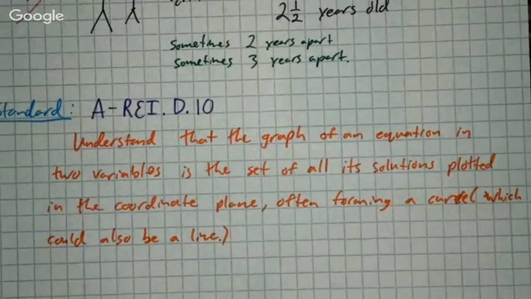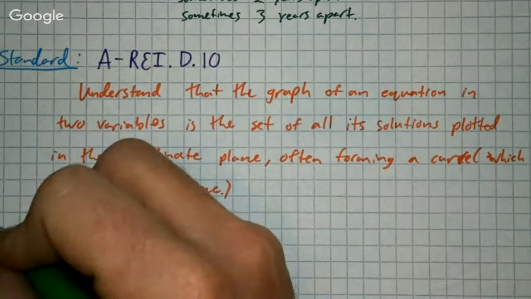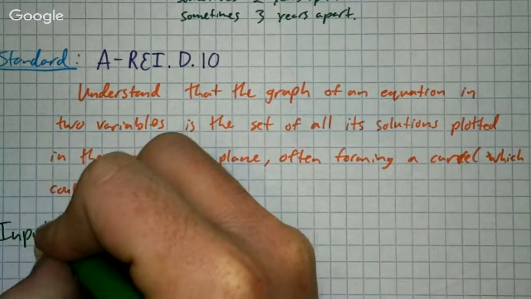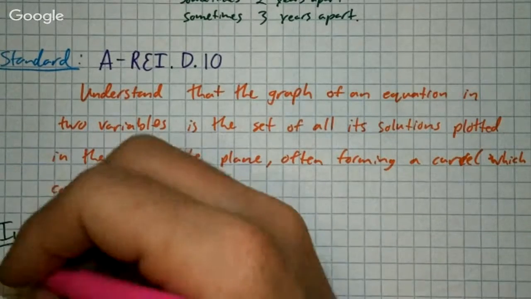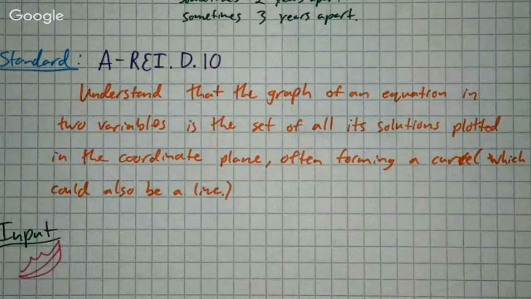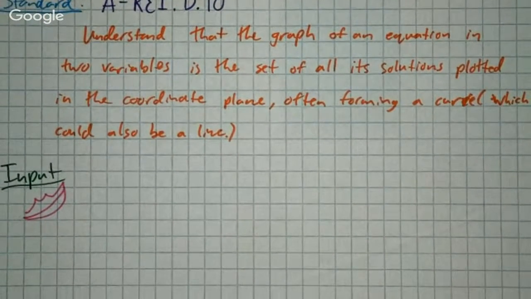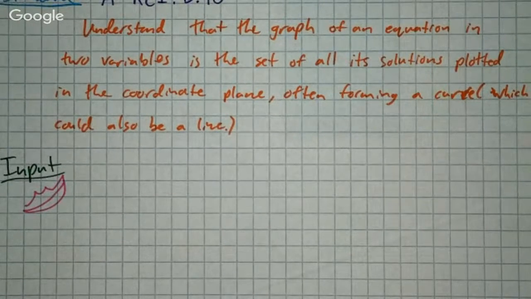All right, so I know we've worked with graphs before. We're going to go ahead and work with graphs once again here. So let's get right into our input. Our input is going to focus mostly on what you can see here in our standard. Our standard says, understand that the graph of an equation in two variables is the set of all its solutions plotted on the coordinate plane.